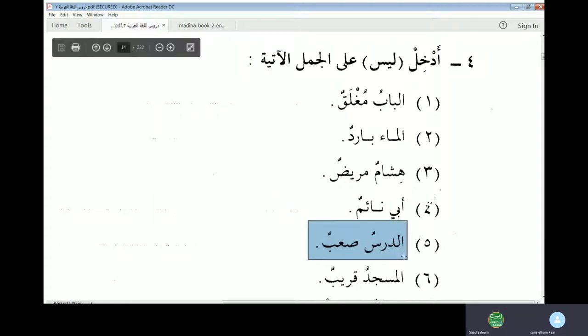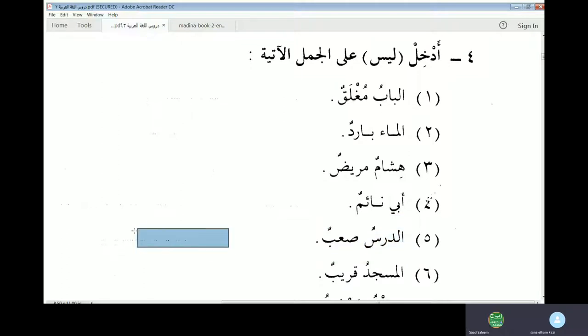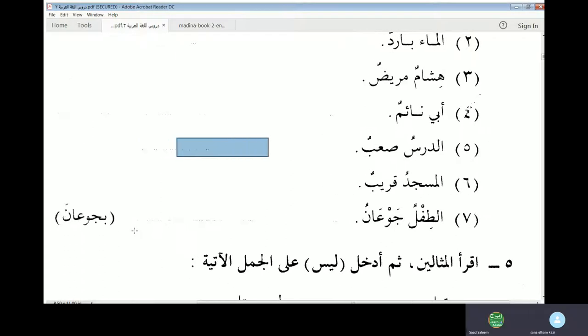Ad-darsu sa'bun. The lesson is difficult. Ad-darsu laisa bisa'bin. The lesson is not difficult. Al-masjidu qaribun. The mosque is near. Al-masjidu laisa bi-qaribin. The mosque is not near.